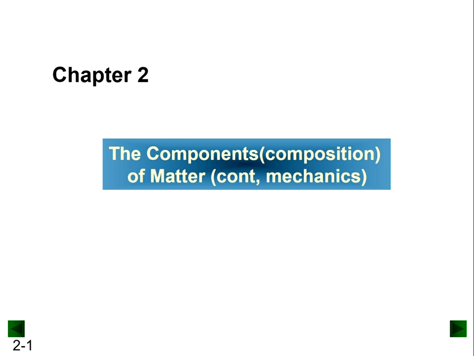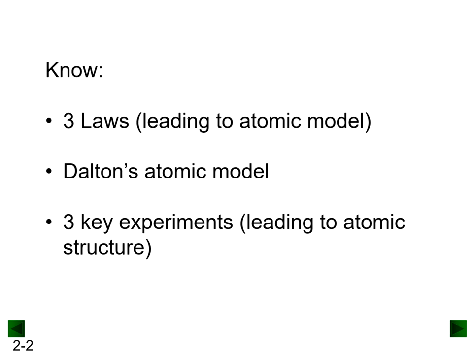In this video, we continue with Chapter 2, looking at problem solving and some skills that you'll need. First off, there are three things that you should know. First off, three laws that we discussed that led to the proposal for an atomic model: constant composition, multiple proportions, and conservation of matter. And then you should understand Dalton's atomic model and know the postulates contained therein.